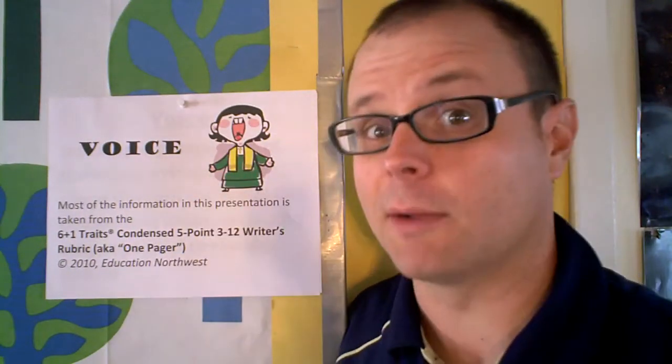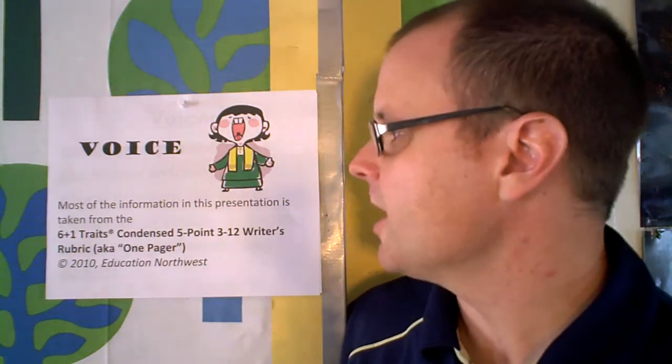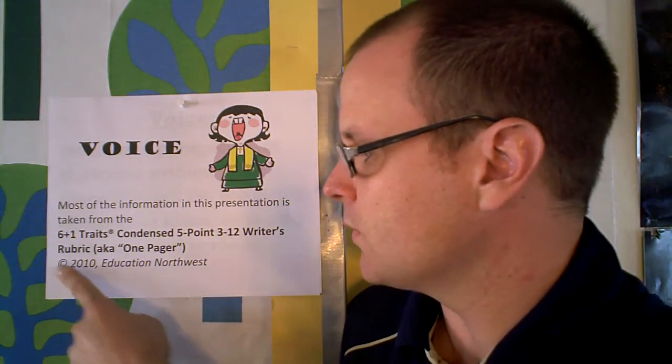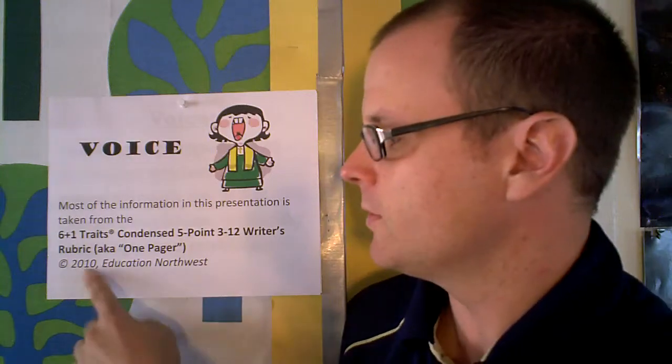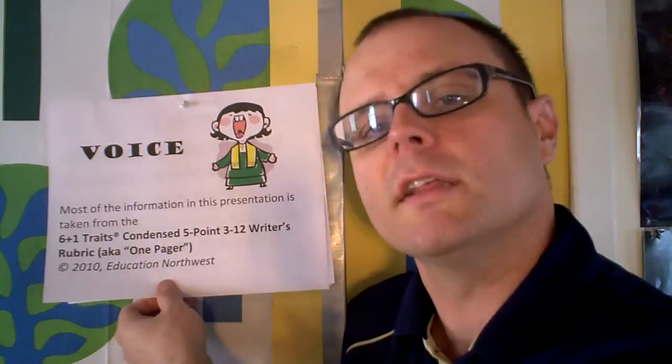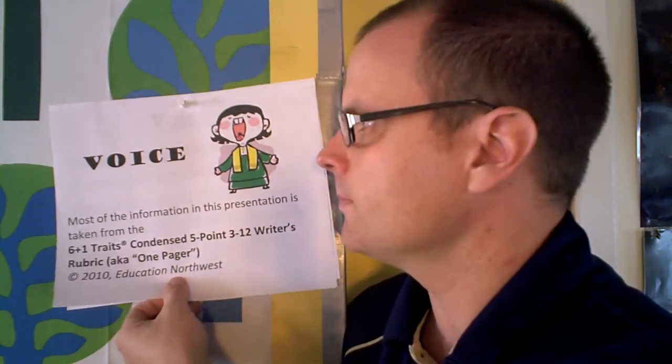Okay, the third trait of six that we're going to talk about is voice. And that was actually me when I was a kid. That's a picture. It looks like a drawing, but that's actually a photo of me. What a good-looking kid that is, right? Most of the information, again, comes from Education Northwest, copyright 2010. So a lot of the information here is paraphrased from that sheet.